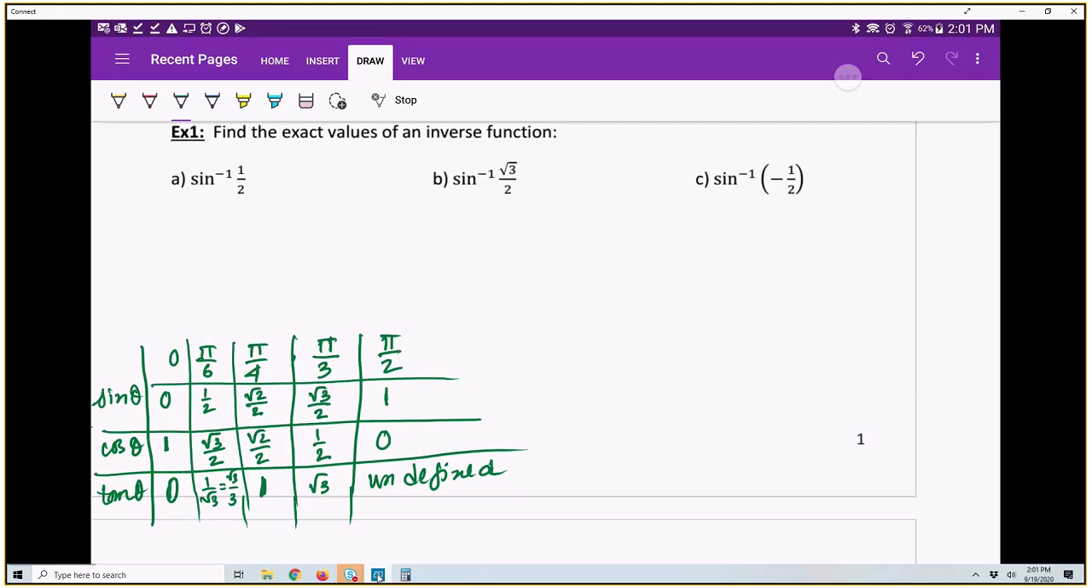So you're looking for the angle at which sine takes the value 1/2, which is here. So the angle is π/6. My answer is π/6. That's simple. Sine inverse square root of 3/2. Well, square root of 3/2 is the value here. The corresponding angle is π/3. So that's my answer over there.